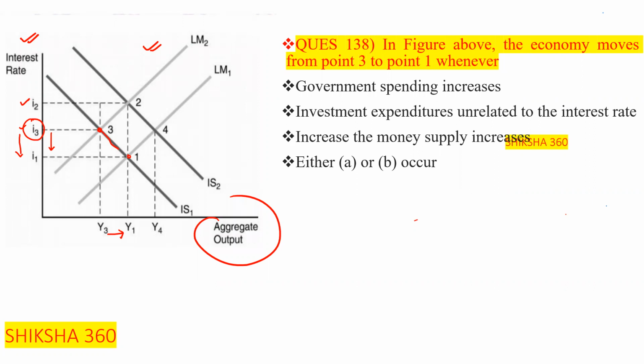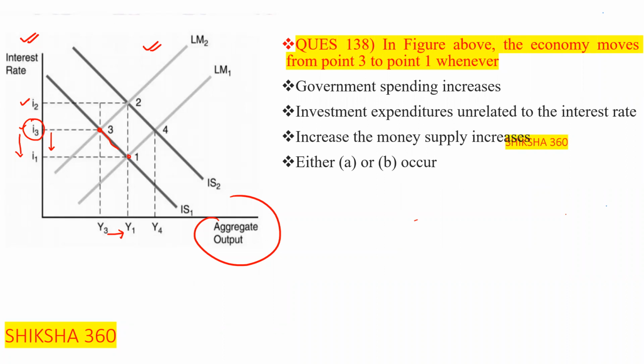So what will happen here? Government spending increases, investment expenditure unrelated to the interest rate, increase the money supply, or either A or B. So what is the correct answer, clear? Government spending increases, as the interest rate decreases here.